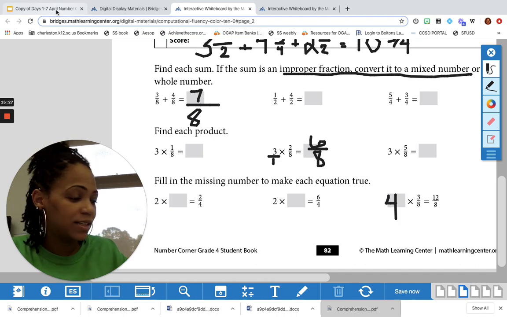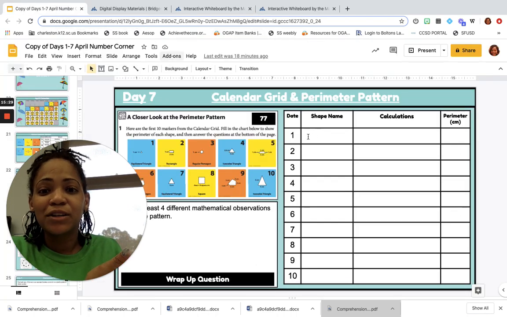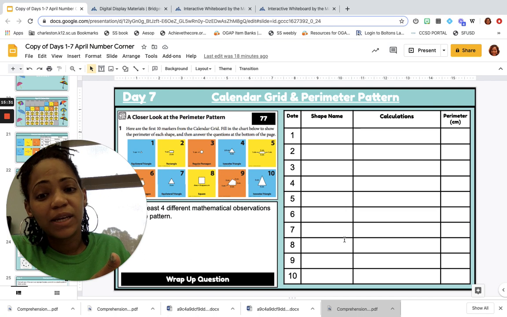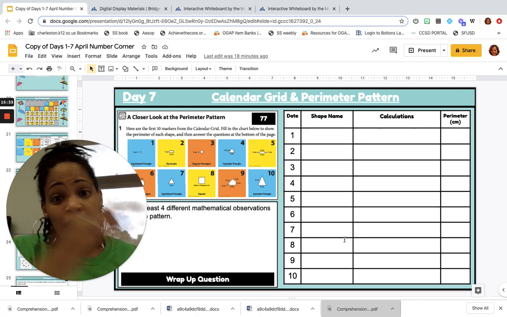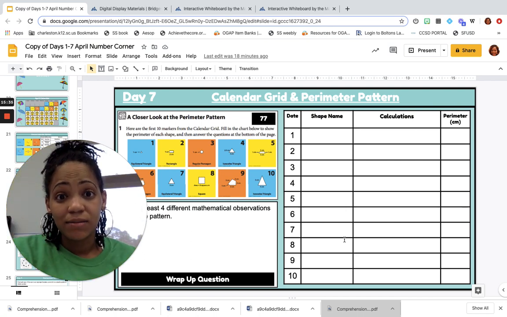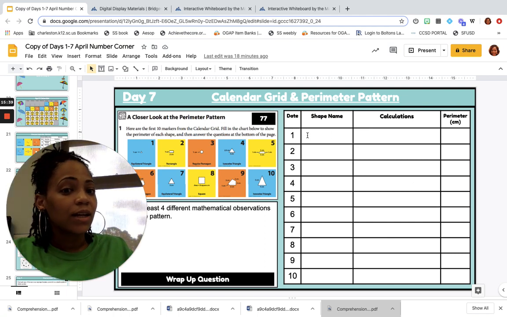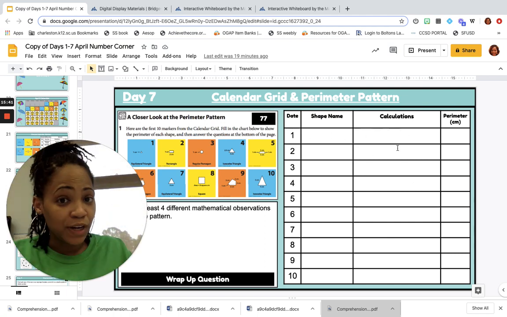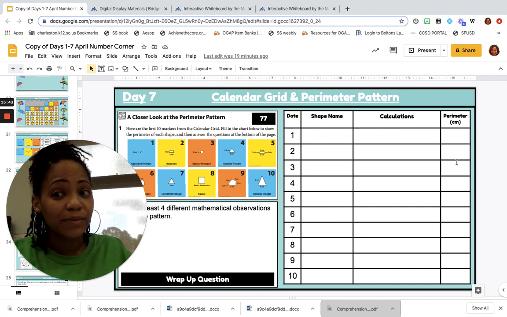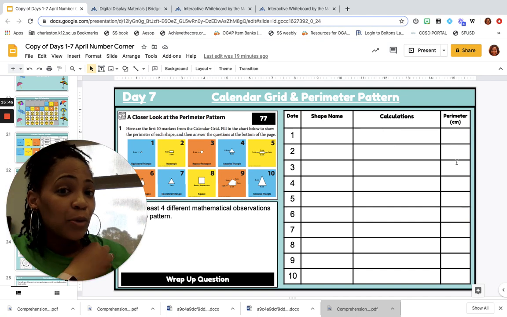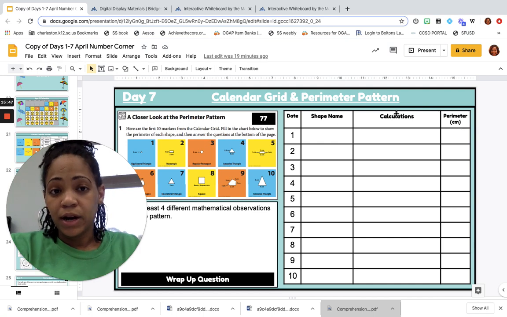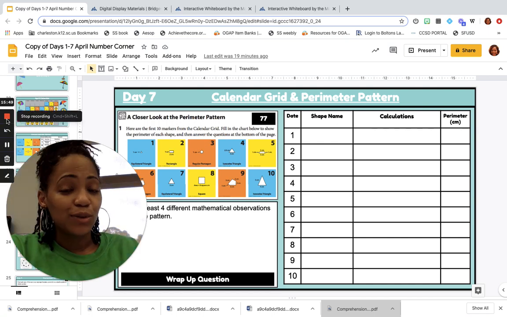The other page that I want you to work on is page number 77, and hopefully this will be easy for you because we've already done it together. I just want to see that you understand perimeter. You're supposed to write down the shape name, how you found the perimeter, and what the perimeter was. So good luck. You have a few moments. Hopefully work hard, and I will see you tomorrow.